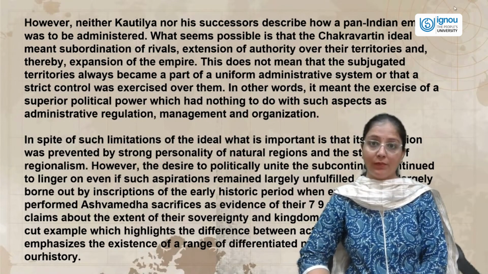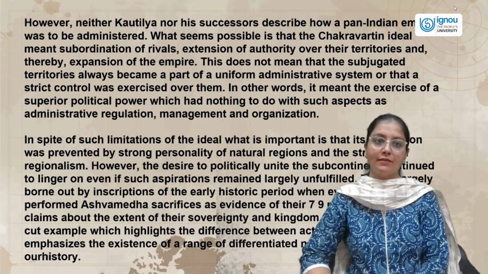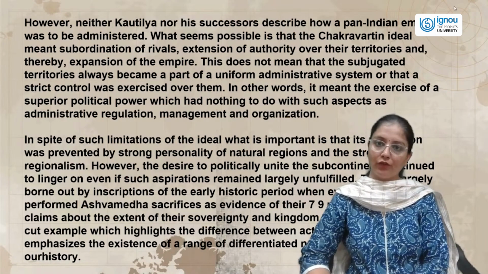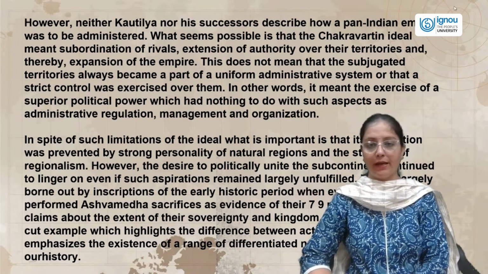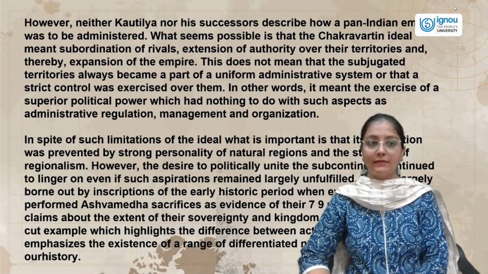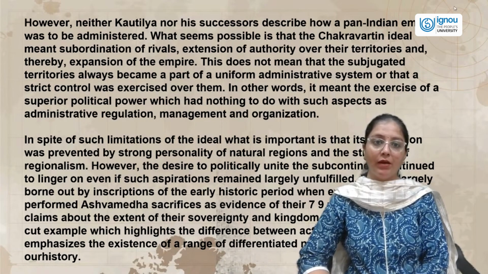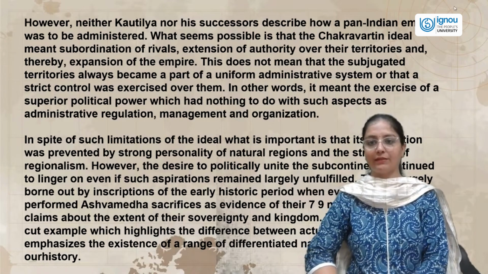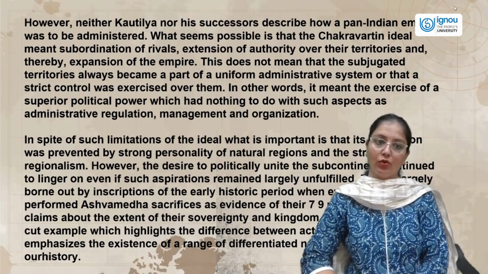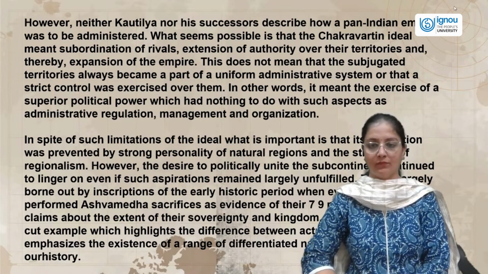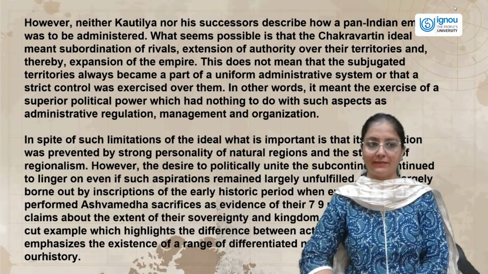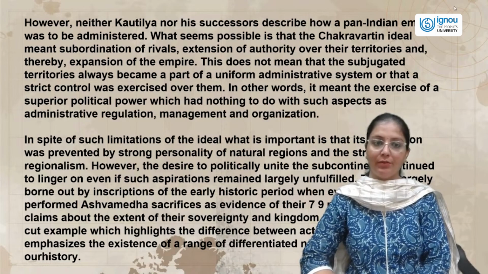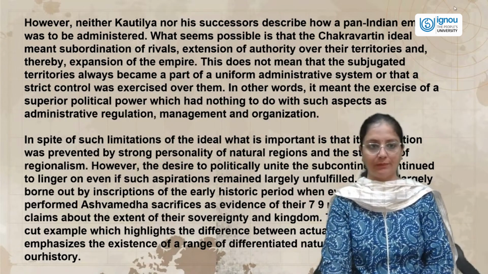What seems possible is that the Chakravartin ideal meant subordination of rivals, extension of authority over their territories, and thereby expansion of the empire. This does not mean that the subjugated territories always became a part of a uniform administrative system or that strict control was exercised over them. In other words, it meant the exercise of a superior political power, which had nothing to do with such aspects as administrative regulation, administrative management, and organization.